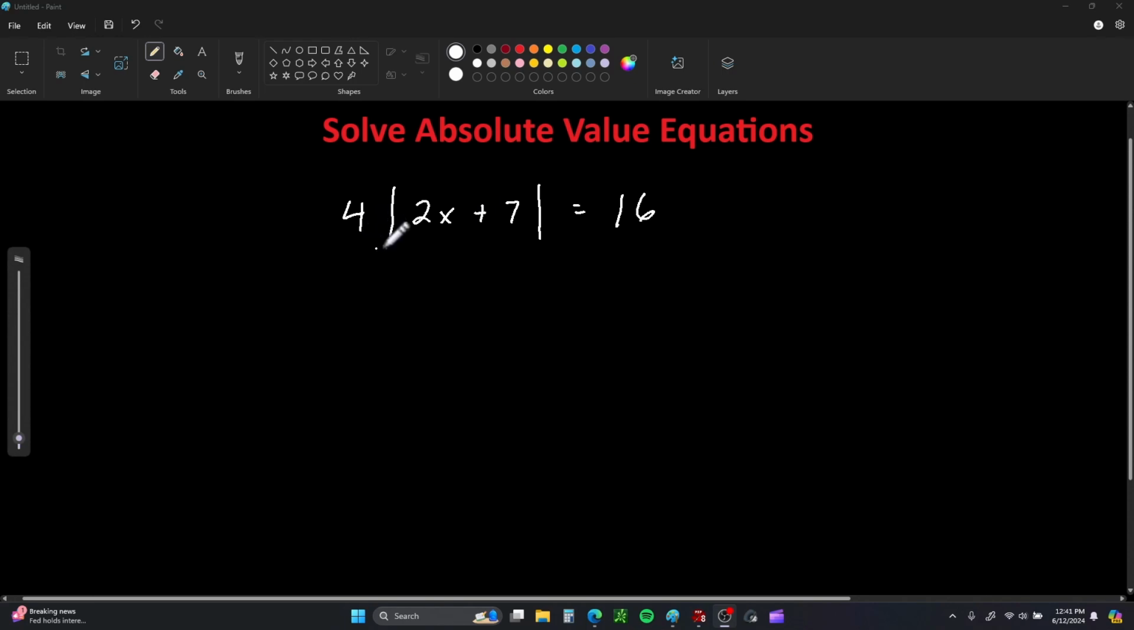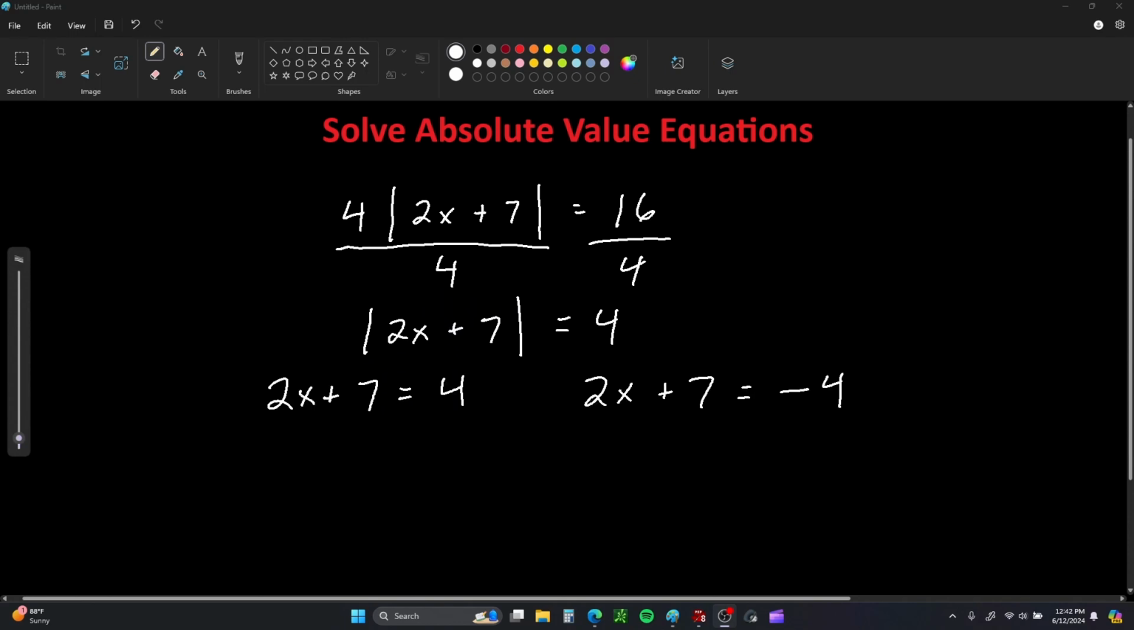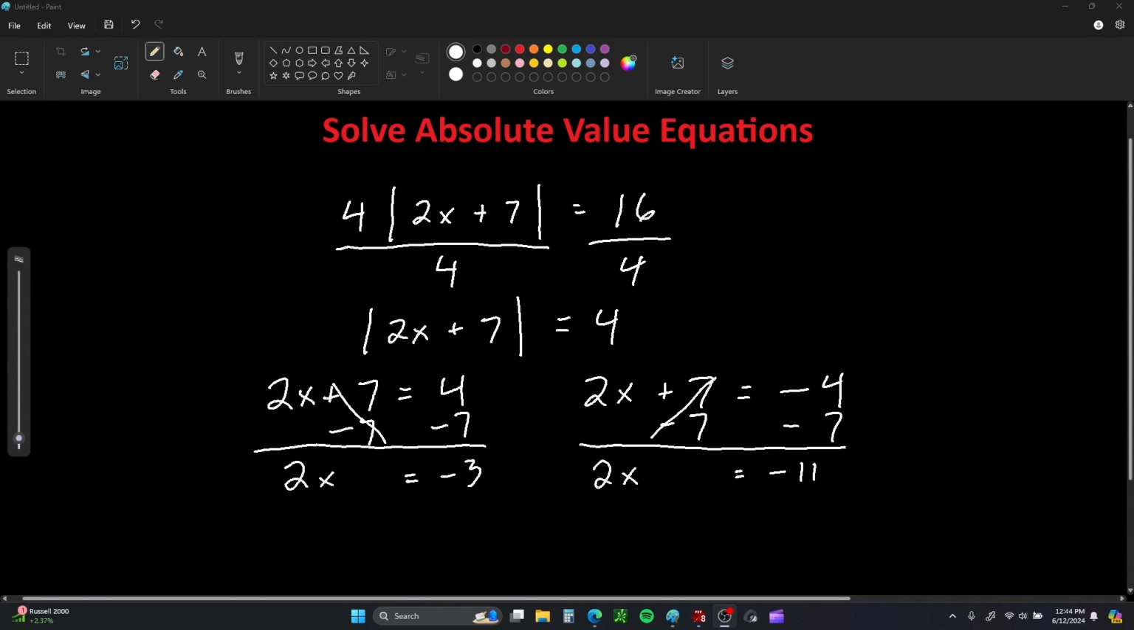Just like in the last question, I need to get the 2x plus 7 on its own on the left. So the first thing I do is divide both sides by 4, which then gives me the absolute value of 2x plus 7 equals 4. Now it's just a simple matter of setting 2x plus 7 equal to positive and negative 4. In both cases, I'm going to subtract 7 from both sides, and then divide both sides by 2, which gives me the two possible solutions of minus 3/2 and minus 5.5.